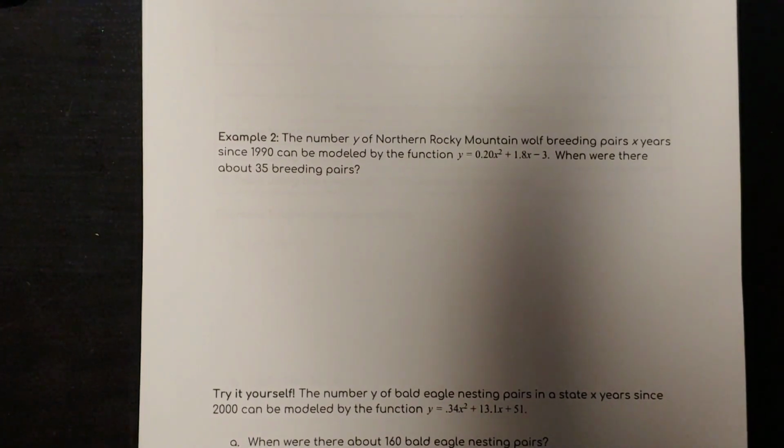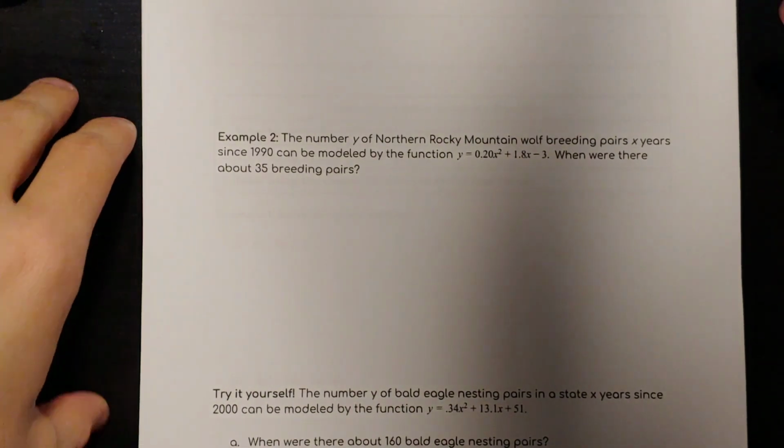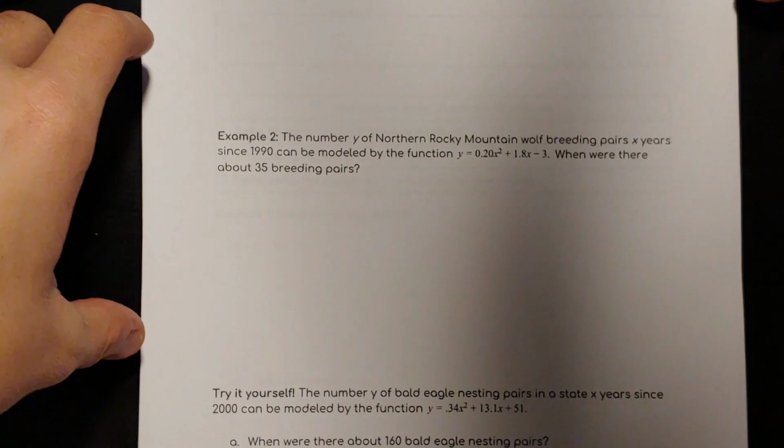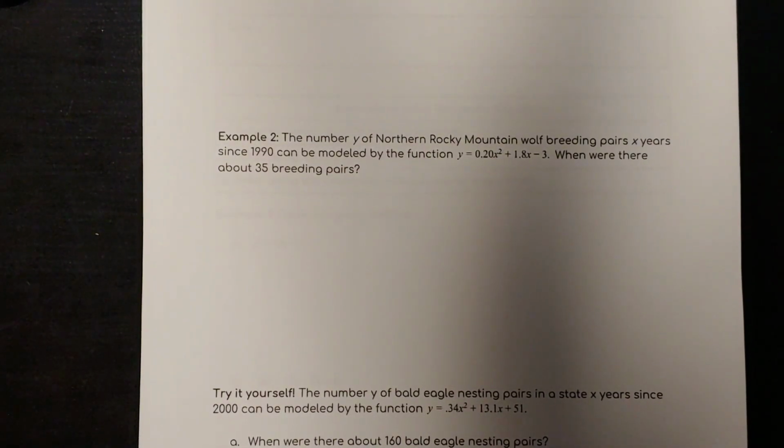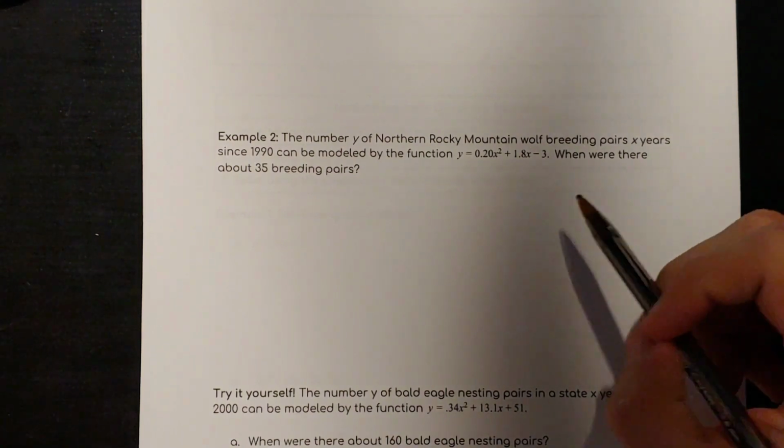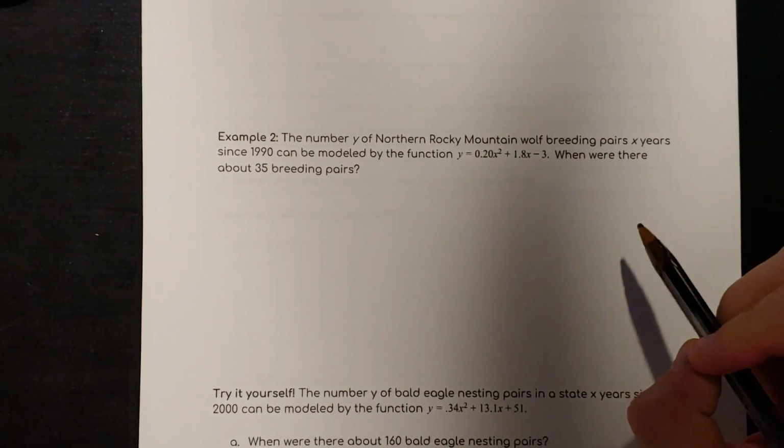All right, so we're going to continue with the first day of 9.5. Okay, so we're moving on to a word problem now, which might seem a little bit difficult, but we can work through this. In this example, it says the number y of northern Rocky Mountain wolf breeding pairs in x years since 1990 can be modeled by the function y equals 0.2x squared plus 1.8x minus 3. When were there about 35 breeding pairs?